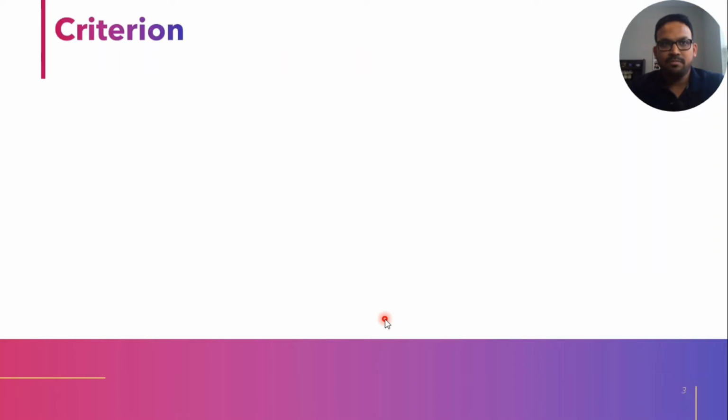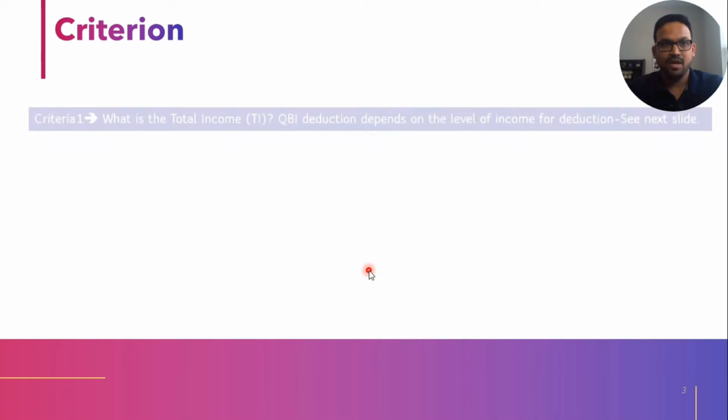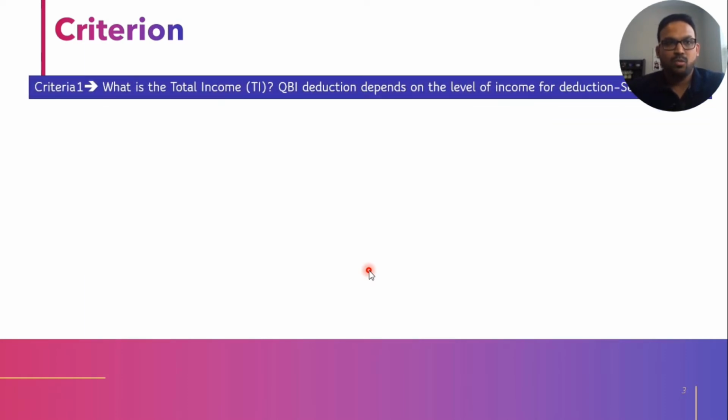For the purpose of calculating the deduction, and to make it easier, I have divided it into steps, in criteria, which you will find useful to remember how to calculate the QBI deduction. So let's get started. The first criteria is your income. What is your total income? Your QBI deduction depends on your total income. You will see that in the next slide.